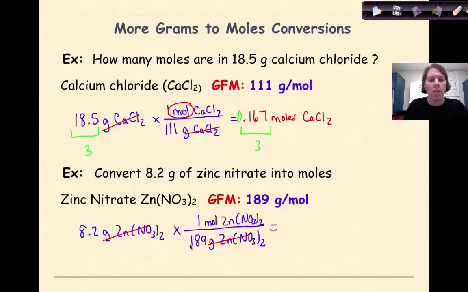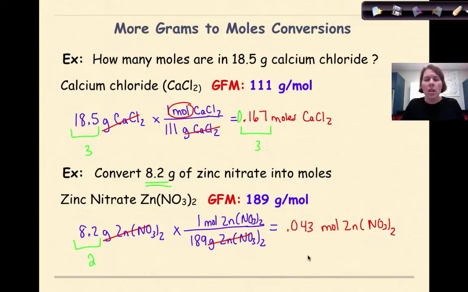8.2 times 1 divided by 189 will give me 0.043 moles of ZnNO32. One more time. How many significant figures am I starting with? In this case, I'm starting with 2. 2 significant figures. Therefore, when I put this into my calculator, I want to round to 2 significant figures. So this is not what shows up in my calculator when I do this. It tends to be a much bigger number. But again, I'm trying to be specific about this. 2 significant figures to start with, 2 significant figures to end with.